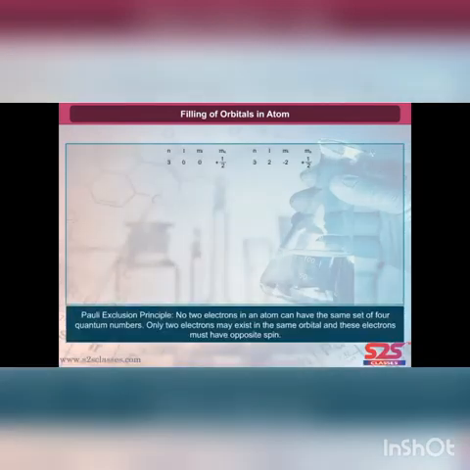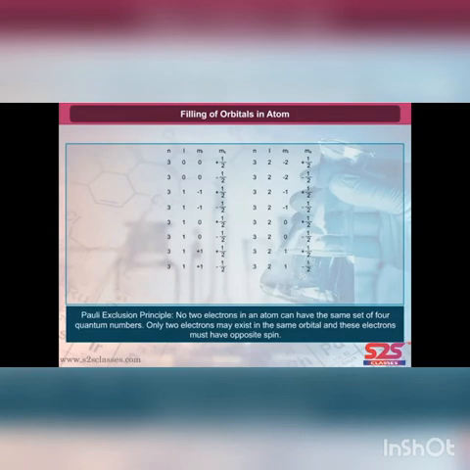Pauli's exclusion principle: no two electrons in an atom can have the same set of 4 quantum numbers. Only 2 electrons may exist in the same orbital, and these electrons must have opposite spin.